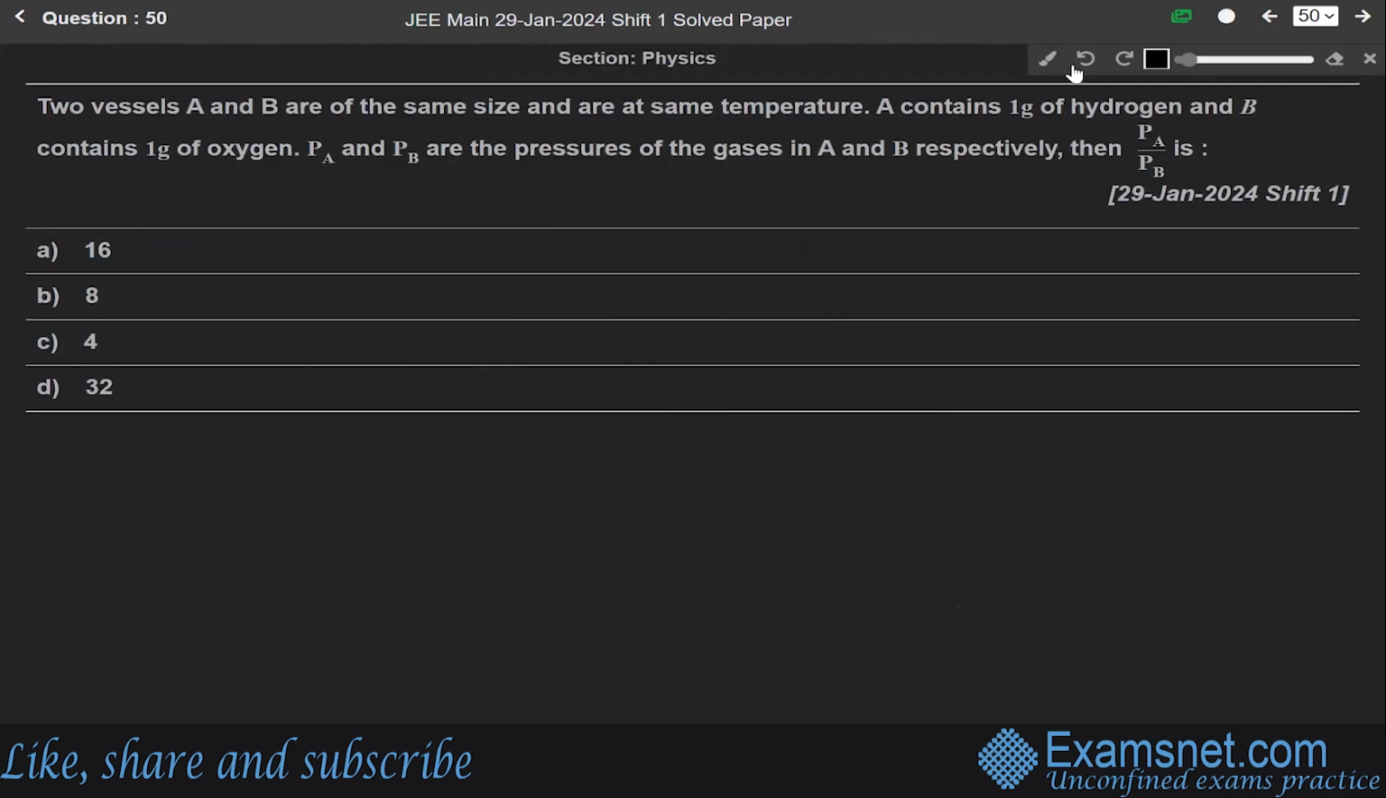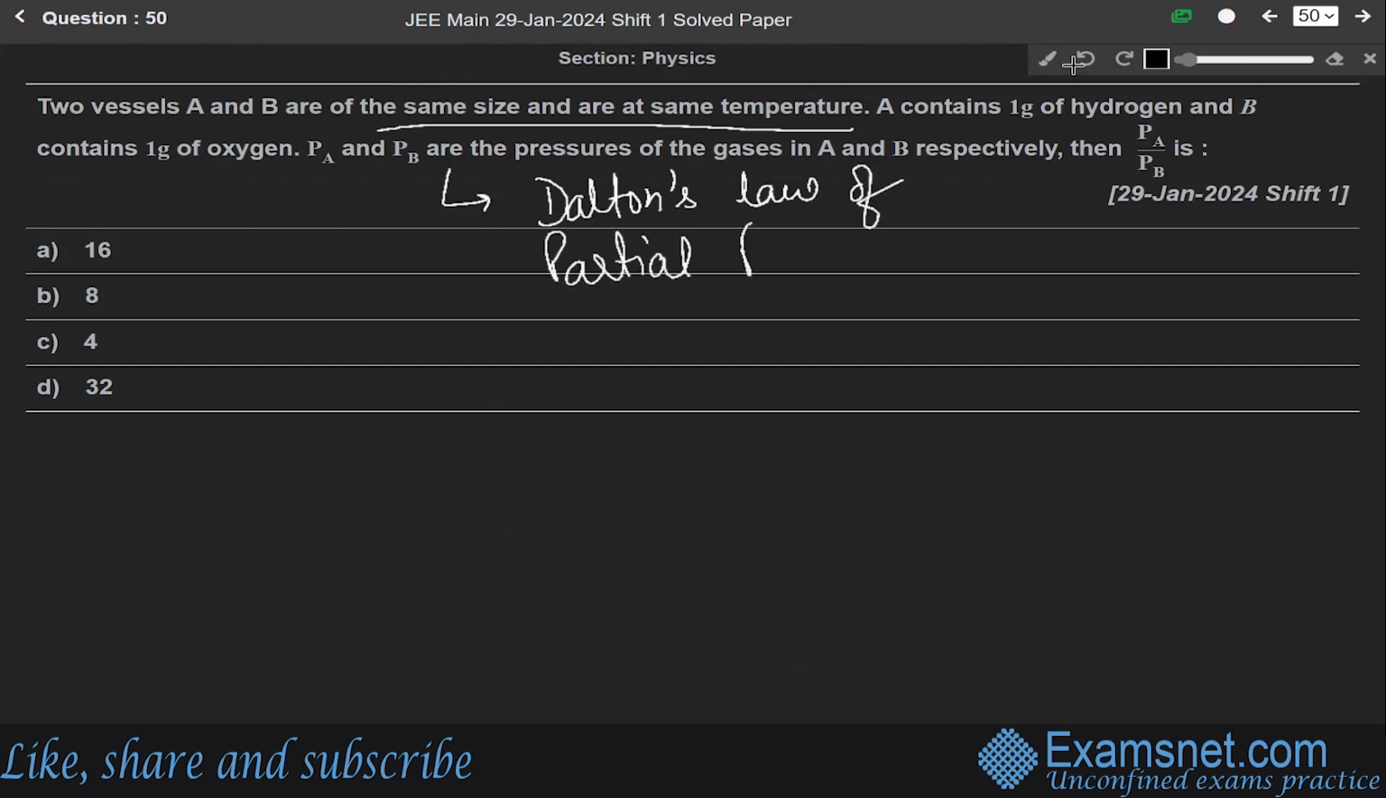Now question 50. This question says that there are two vessels A and B. They are of same size and are at same temperature. A contains 1 gram of hydrogen and B contains 1 gram of oxygen. So PA and PB are the pressures of the gases in A and B. We have to find the ratio of PA and PB. This question is from Dalton's law of partial pressure, from the chapter of kinetic theory of gases.